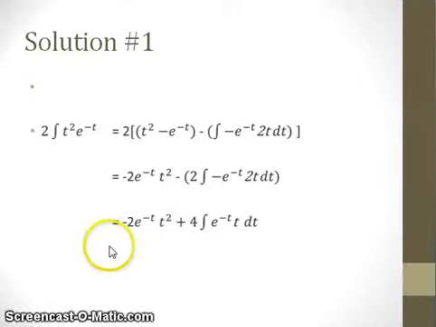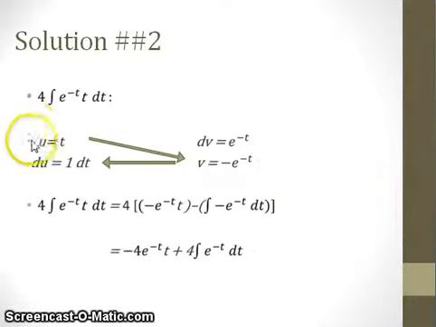So our answer from the first step is minus 2 e to the power of negative t times t squared, plus 4 times the integration of e to the power of negative t times t with respect to t. As we can see here, we have an integration, so we have to integrate again by using the same formula.